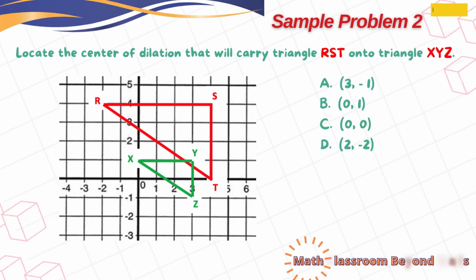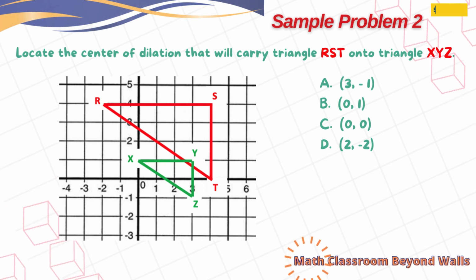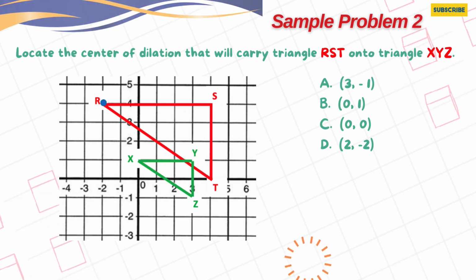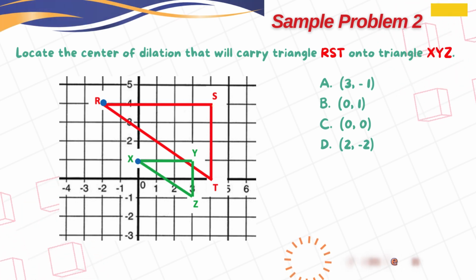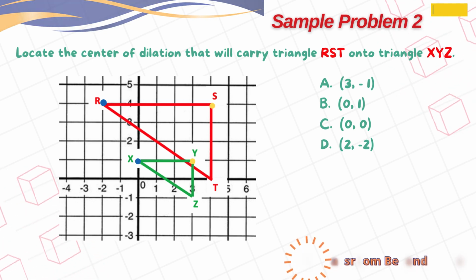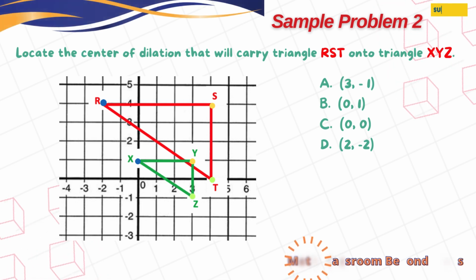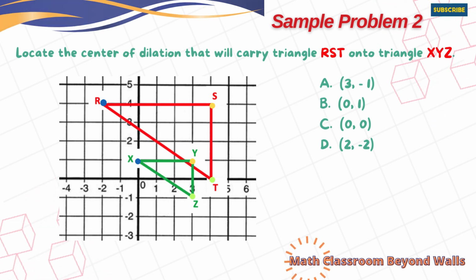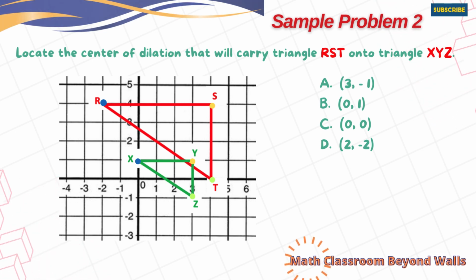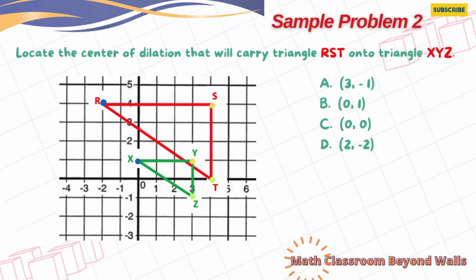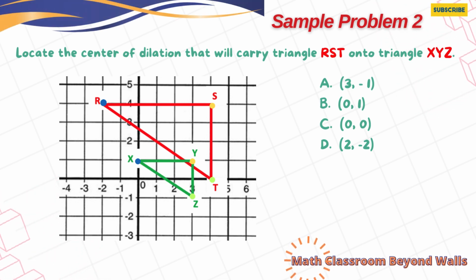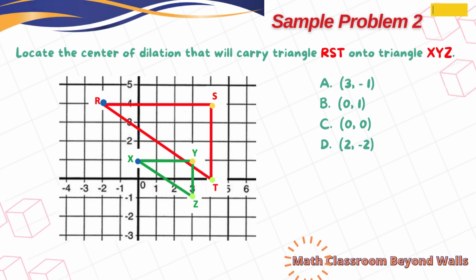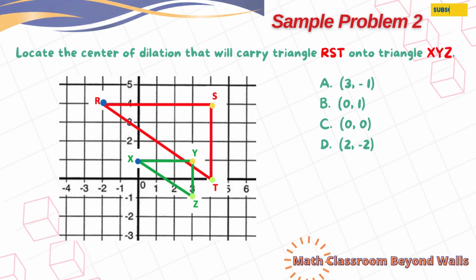Which pair are the corresponding points, learners? Okay, so the corresponding points are points R and X, points S and Y, and points T and Z. Next, we connect the corresponding points. Remember that this pair of corresponding points remain on the same lines during dilation. When connecting the points, do not be afraid to extend the lines.